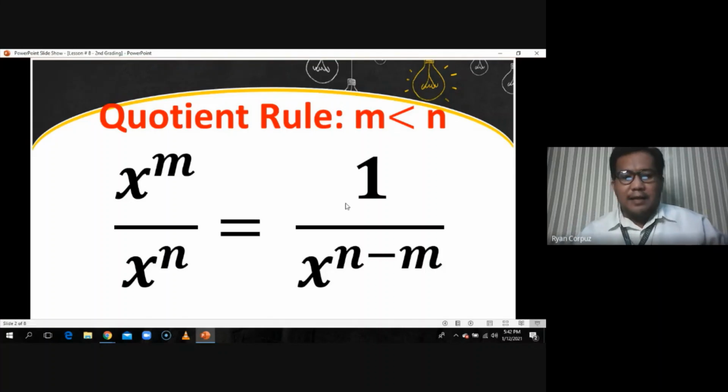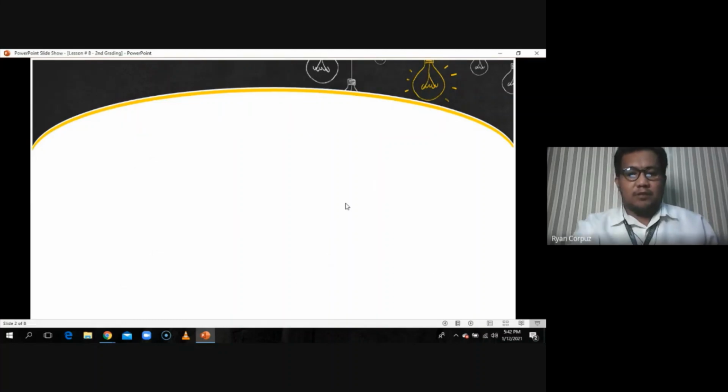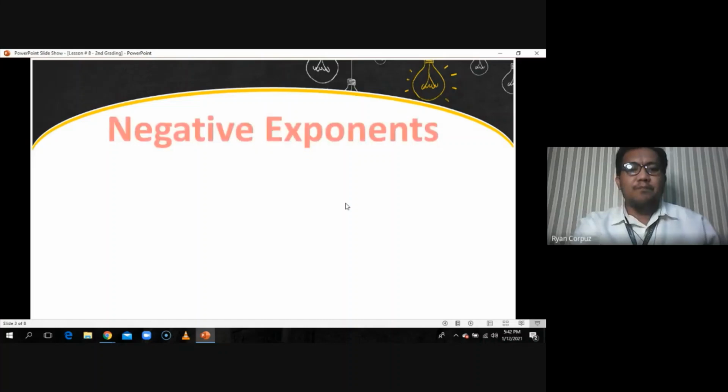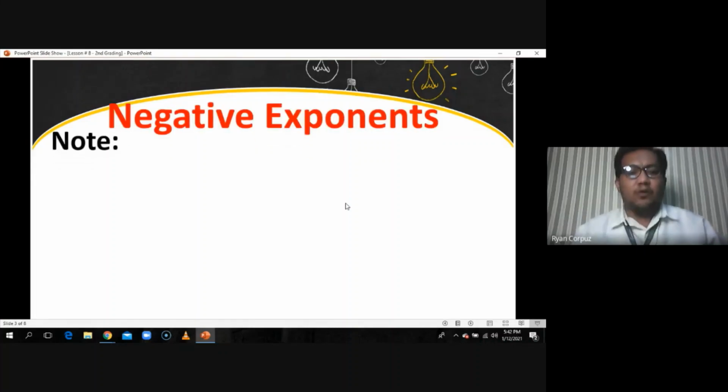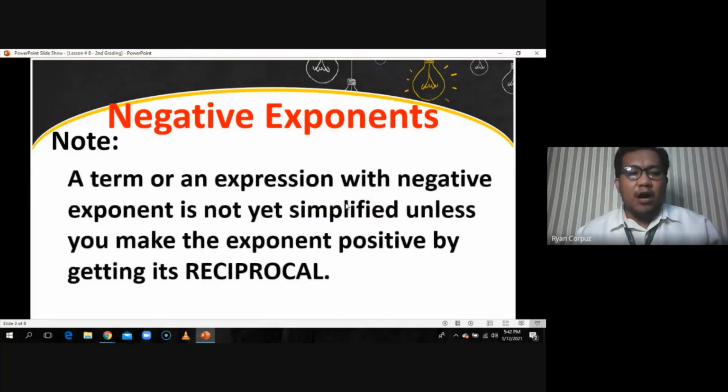So anong kailangan nating tandaan? What is it that we have to take note of in negative exponents? Sabi dito, in negative exponents, we have to take note that a term or an expression with a negative exponent is not yet simplified unless you make the exponent positive by getting its reciprocal. So ganun daw yung kailangan.